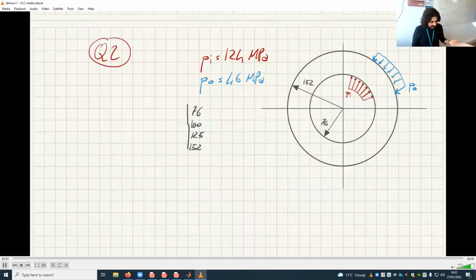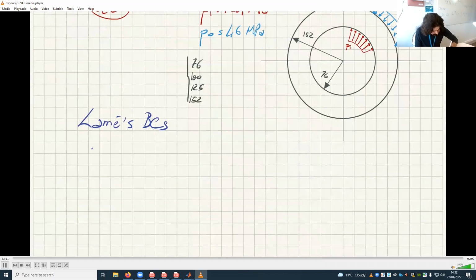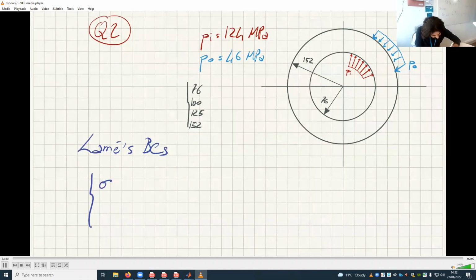Okay, again, guys, this is just very easy, so I'm going to do this very briefly. I'm saying Lamé's boundary conditions. What are the boundary conditions here? Help me out. Sigma theta or sigma r? Sigma r, where? Inside. Let's start inside. Sigma r of 76 equals minus 124, correct?